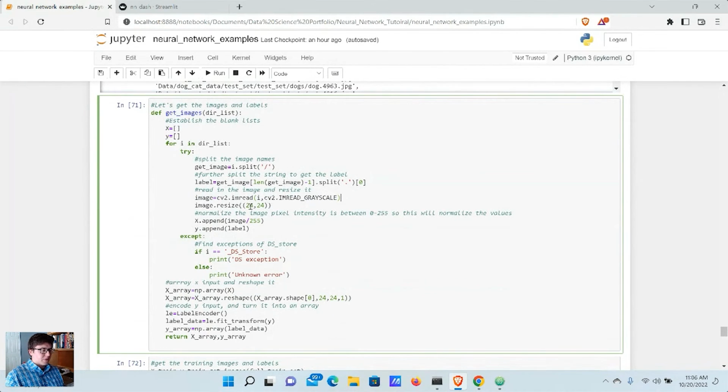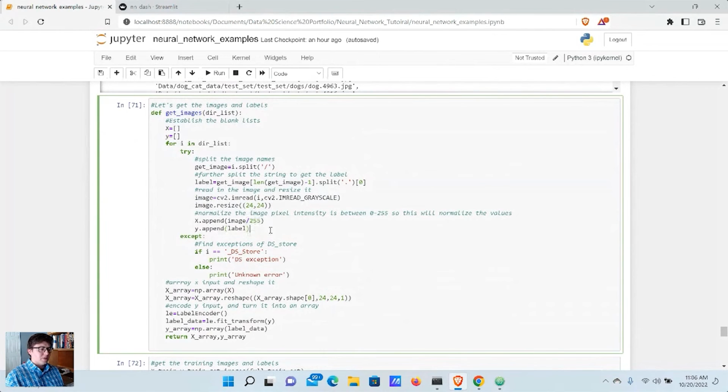So I just use grayscale for this. We read in our images, and then we resize them to 24 by 24. You can do a different size. However, you usually want to make sure that it's square. Some CNN architectures can handle non-square images, but most can't, and it simplifies your life heavily if it's a square image. And then you normalize by dividing by 255.